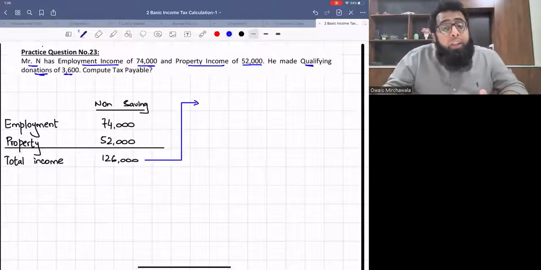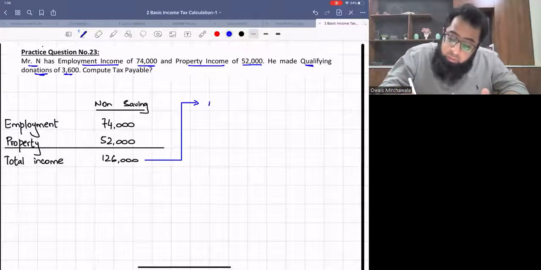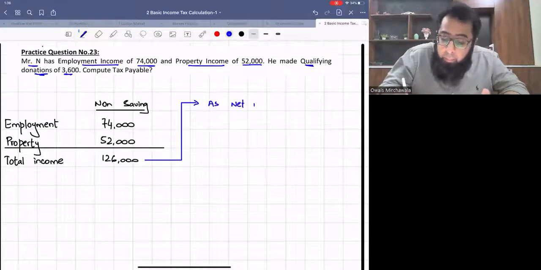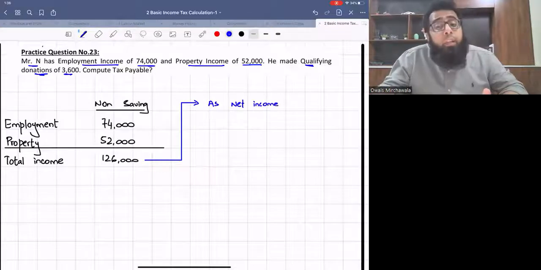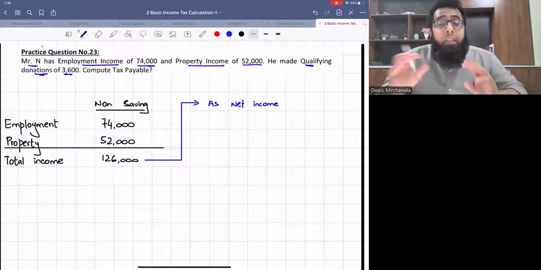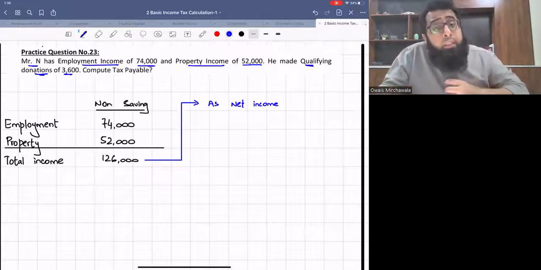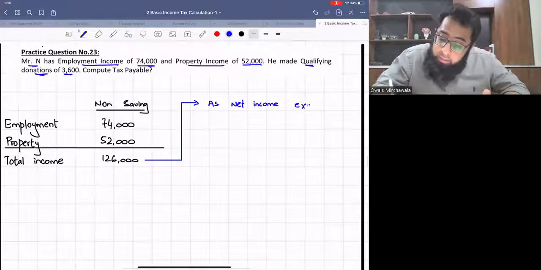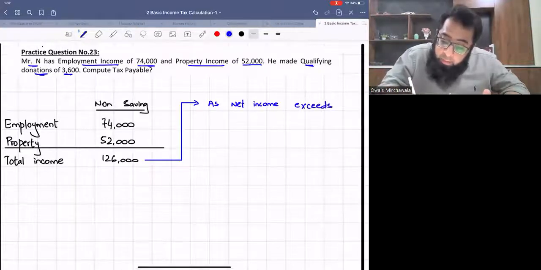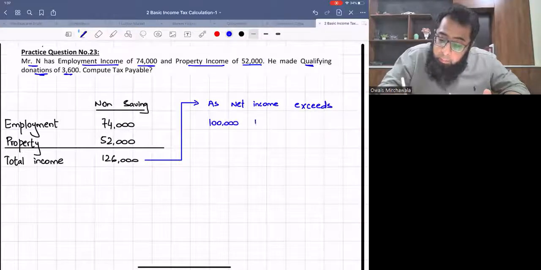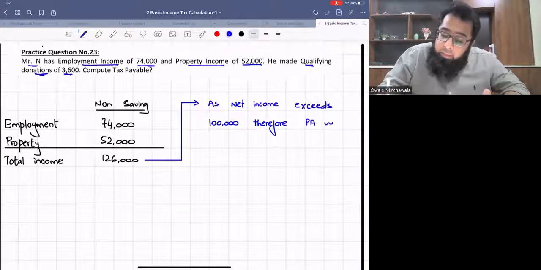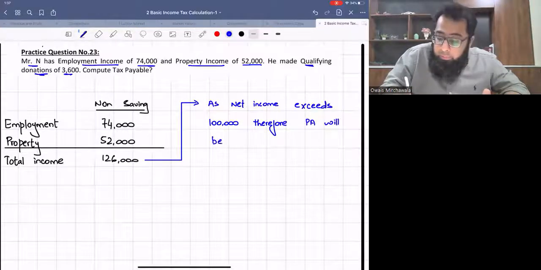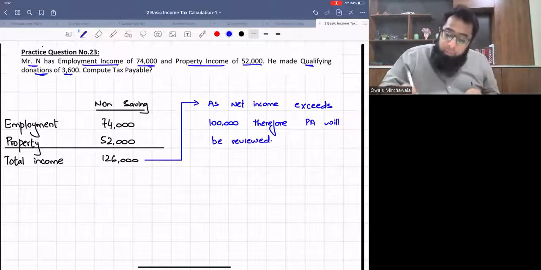There is no qualifying loan interest in the question, so we will write that as net income. Now you must be thinking, sir, it is total income, why are you writing it as net income? Since there is no qualifying loan interest expense, total income and net income are the same. As net income exceeds £100,000, therefore personal allowance will be reviewed. We need to review the personal allowance. Okay. Now, how will the personal allowance be reviewed?